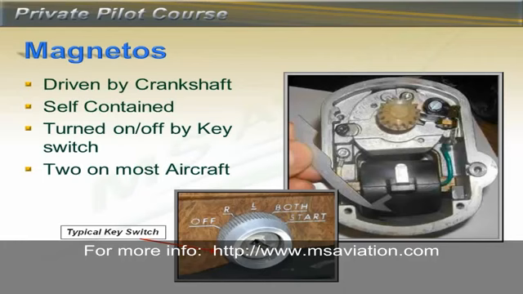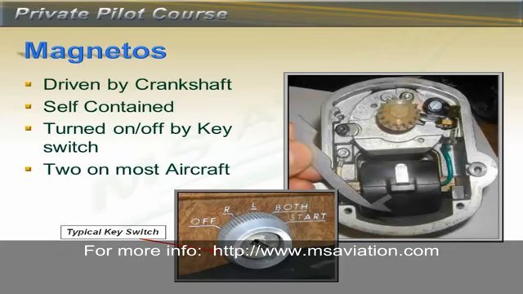If both are selected, then both magnetos are supplying electricity to the spark plugs. This is the most efficient operation. If the pilot selects either L for left or R for right, then one magneto is switched off, and only one is providing electricity to the spark plugs. This causes a drop in engine RPM, which is shown on the tachometer.